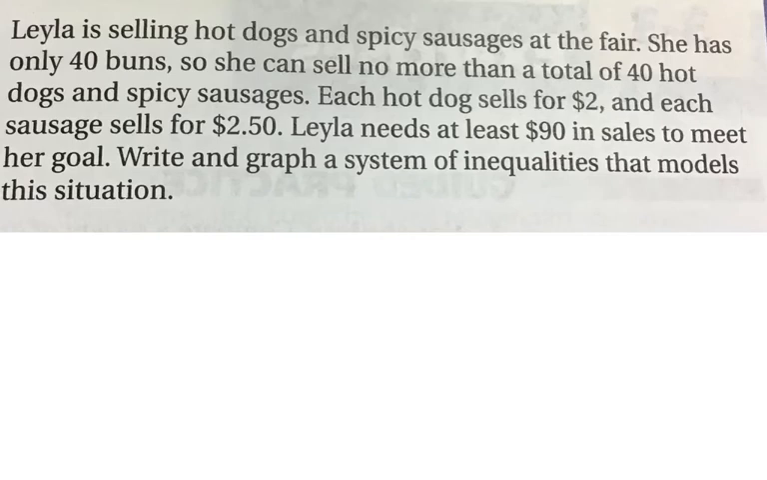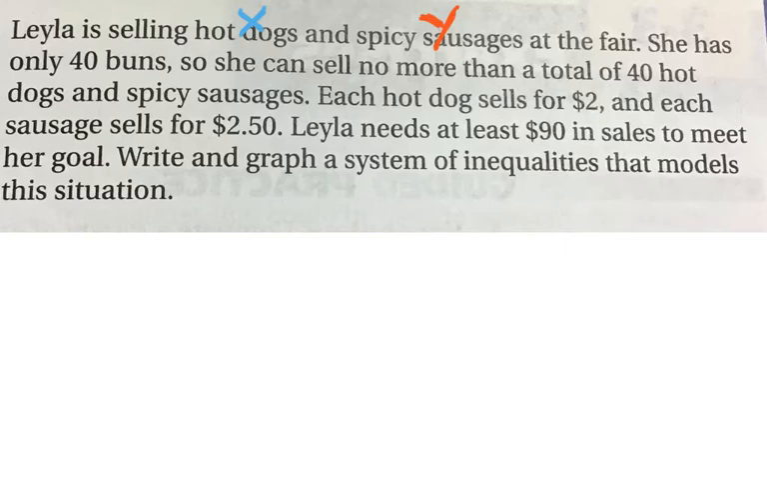All right, we are selling hot dogs and spicy sausages at the fair. She only has 40 buns, so she can sell no more than a total of 40 hot dogs and spicy sausages. Each hot dog sells for $2 and each sausage sells for $2.50. She needs to make at least $90. All right, so we've got some equations to make. So first thing is they bring up hot dogs first, so I'm going to call that X. They bring up the spicy sausages second, so I'm going to call that Y.